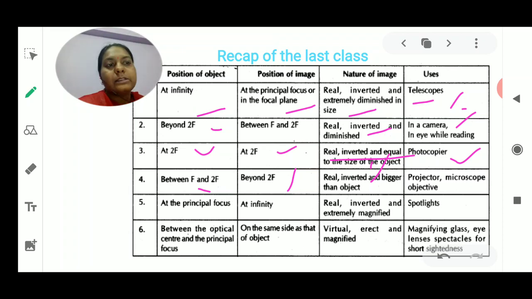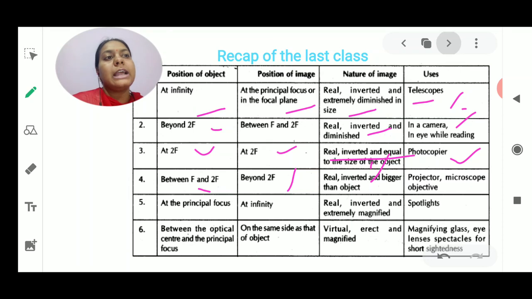Okay, so there are certain more uses of the convex lens which I'll show you in the next slide. Now, the next position which we discussed was when the object is placed at principal focus. What happens then? The image will be formed at infinity, and a real, inverted and extremely magnified image will be formed, which is useful in spotlights. Fine. Next, if the object is placed between the optical center and the principal focus, then a virtual, erect, magnified image is obtained, and it is useful in magnifying glasses.